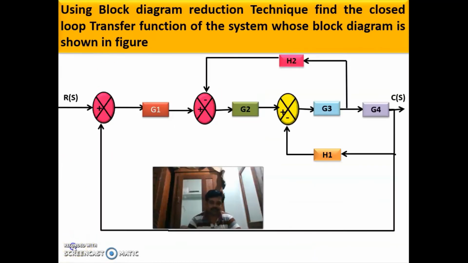Now we are going to see the next problem. Using block diagram reduction technique, find the closed loop transfer function of the system whose block diagram is shown in the figure.